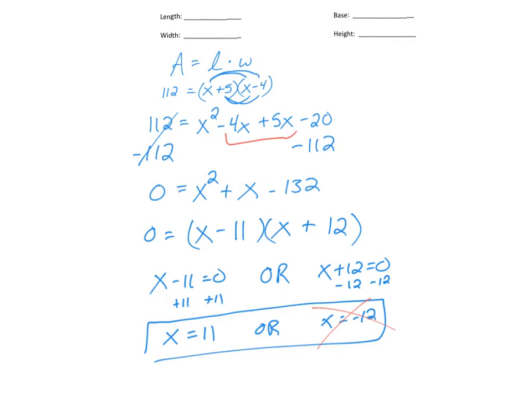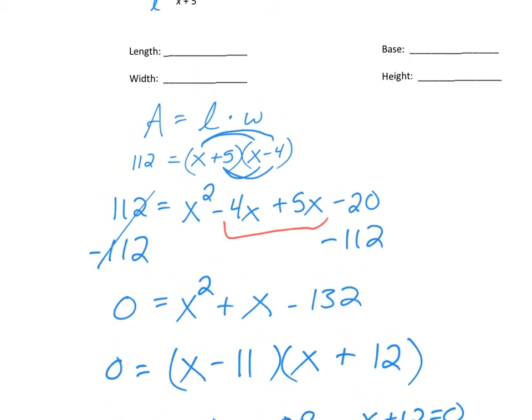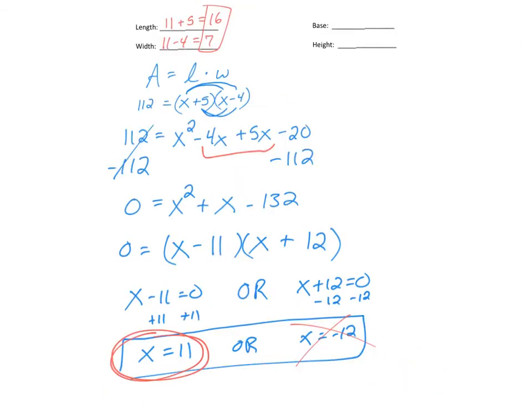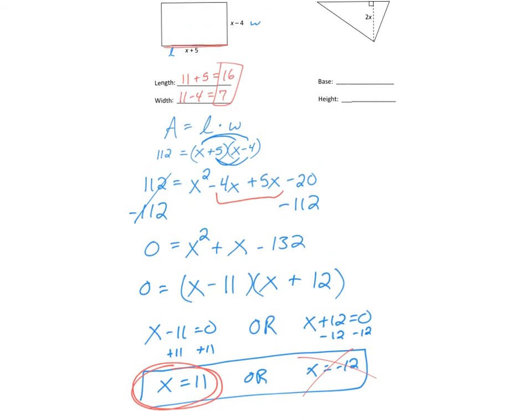So the answer we're going to use is 11. You take 11, you go back up here, and 11 plus 5 equals 16, and 11 minus 4 equals 7. So there's your length and your width. All right, so I'm going to go back and do these two problems that I haven't done yet.